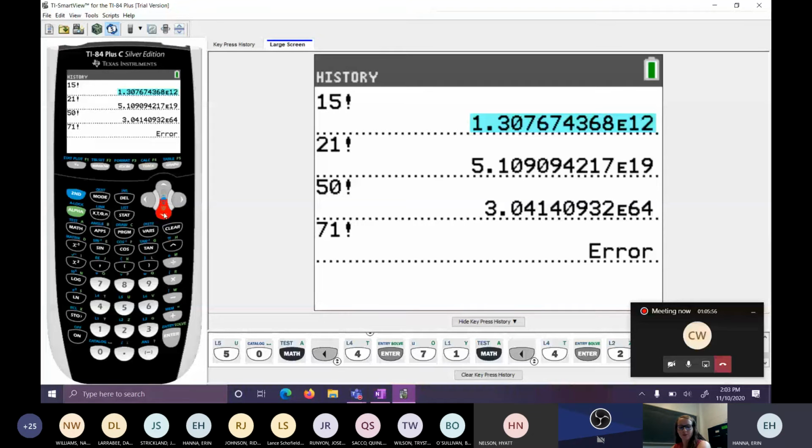Like in that one where we were doing Margie with her bingo game and we had 75 factorial over 71 factorial times 4 factorial. Realizing that you can essentially cancel out parts of the 75 factorial and the 71 factorial is really good for trying to put it into your calculator.